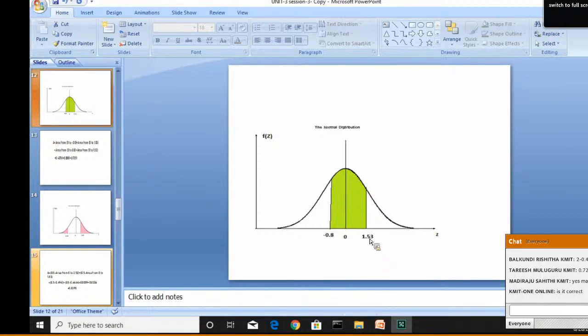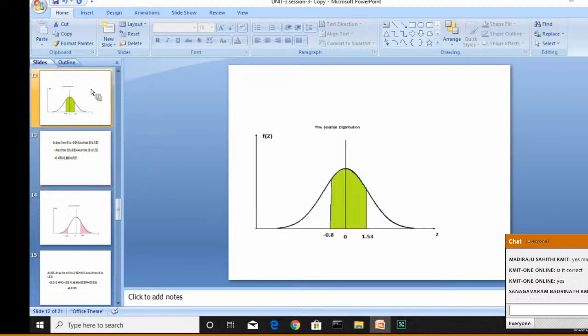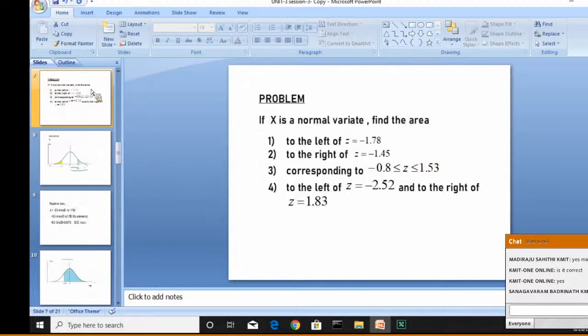So the figure is clear for you. Now, is my answer tallying with your answer or not? We'll see. Yes, 0.7251. The last question also we will finish and then we will go for the test. Am I correct? Yes. Next part, I should go back to the problem. All of you are doing it or not? I will go up and take the problem again.